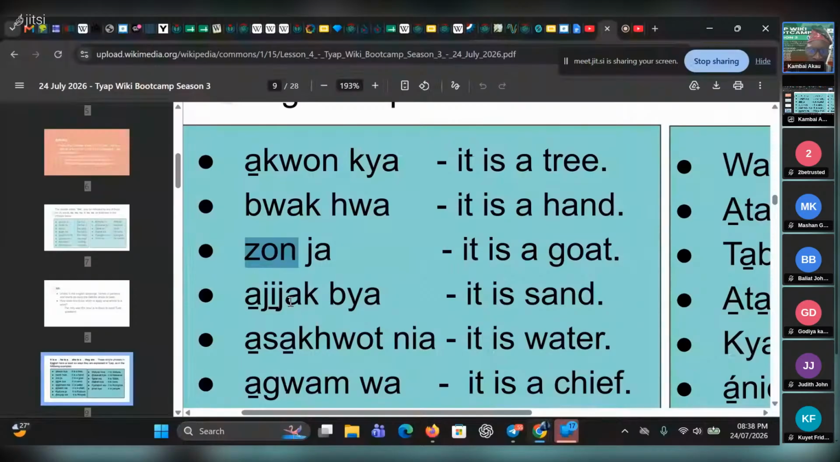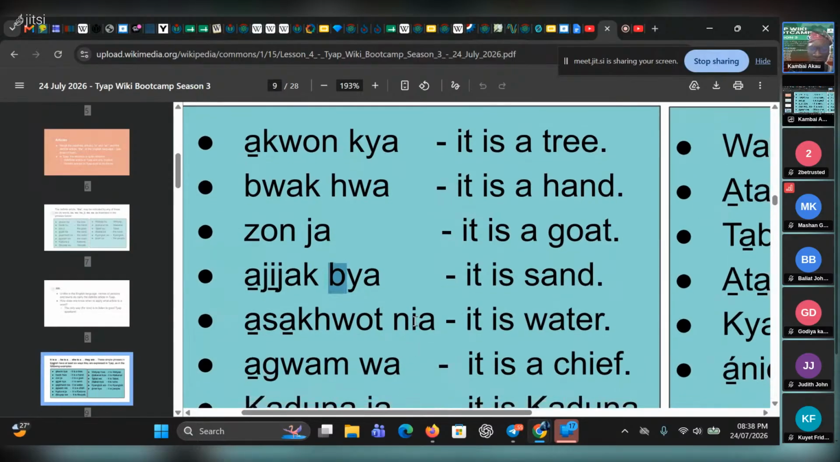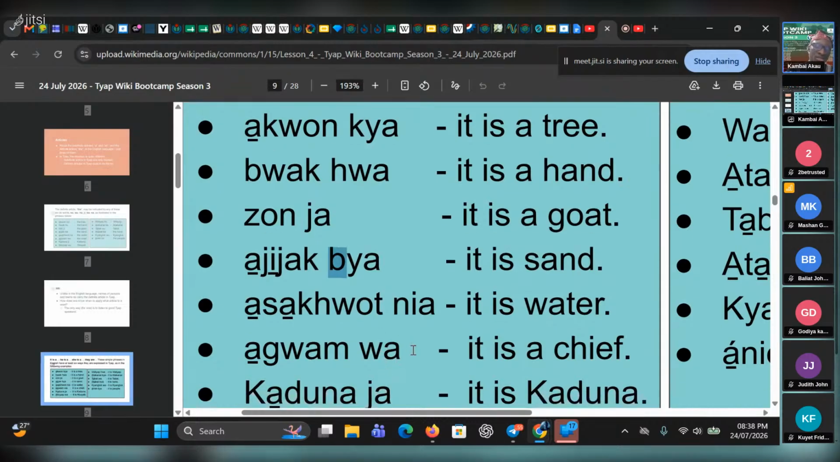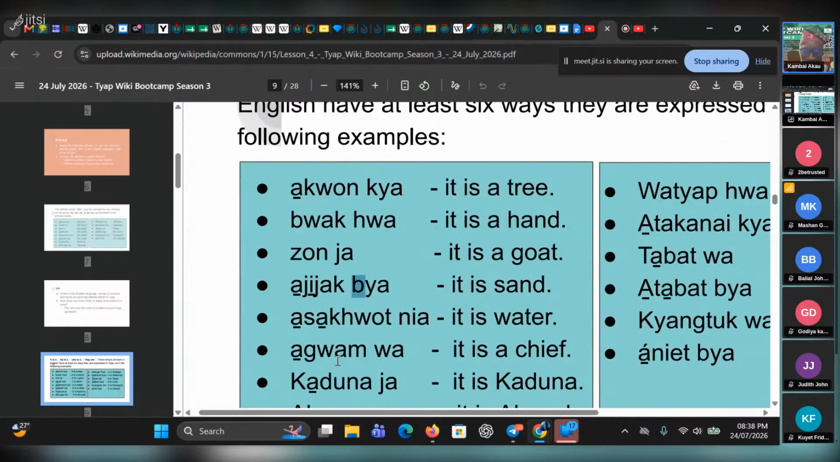And then Ajijagbia. This one you palatalize the B. Here you change the I to A. Here you change the U to WA. Here you palatalize the K. And then here you change the A to IA. And then you change the U to A to make it is a. So Ogwamu, Ogwamwa, Kadunaji, Kadunaja, Asakwadna, Asakwadnya, Ajijagba, Ajijagbia, Jonji, Jonja, Bwaku, Bwakwa, Okwanka, Okwankya.